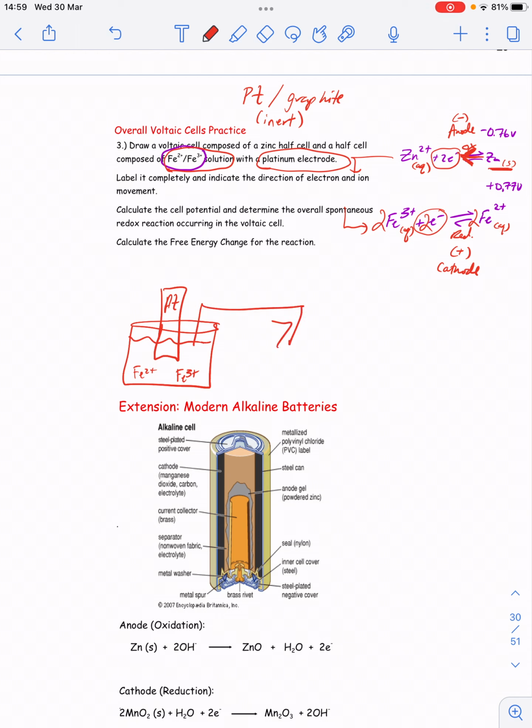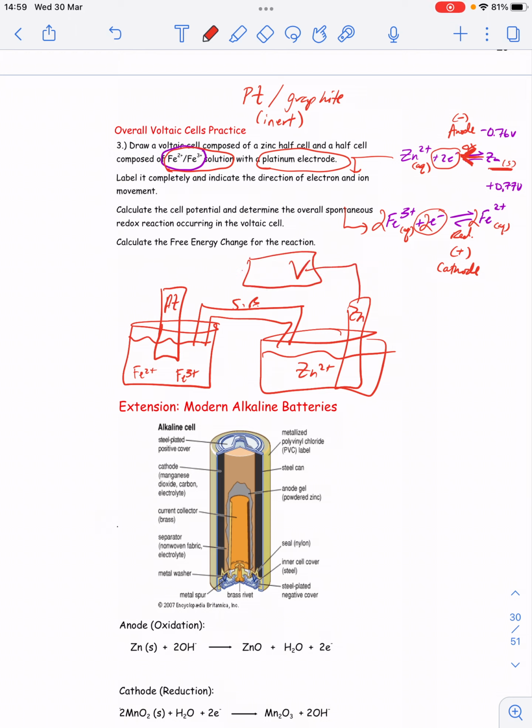Got your salt bridge. You've got your zinc ions, and you've got your zinc electrode. I know I'm going fast. Okay, so we know the electrons are going this way. Positive, cathode, negative, anode. Okay, so the zinc ions are falling off of this, falling away.